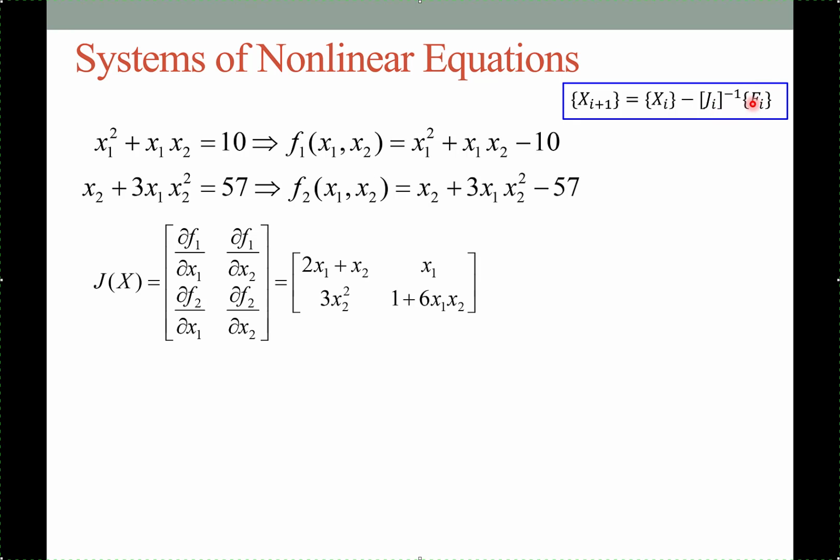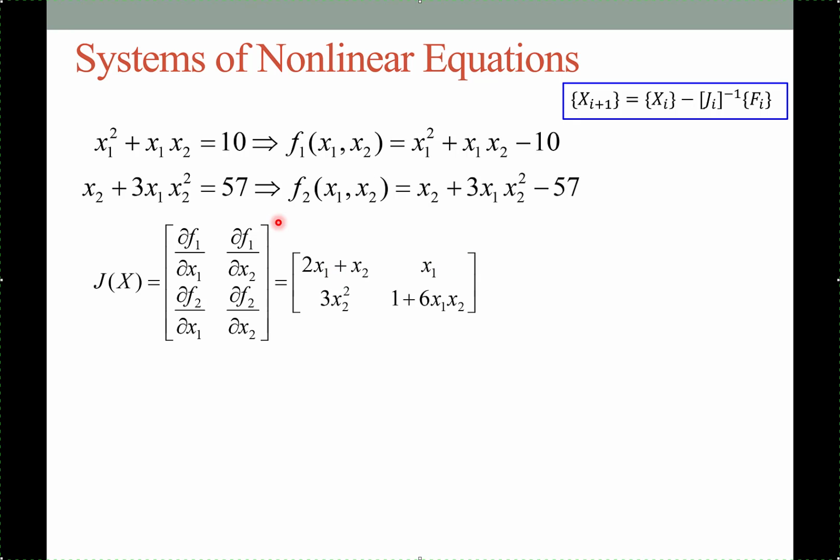We need a vector of all of the values of the function at the initial guesses, and we need a vector of the initial guesses. So for the Jacobi matrix, we have the first function, partial derivative in terms of x1. So this becomes 2x1 plus, again in terms of x1, x2. So this is what we have here in the first part of this Jacobi matrix.